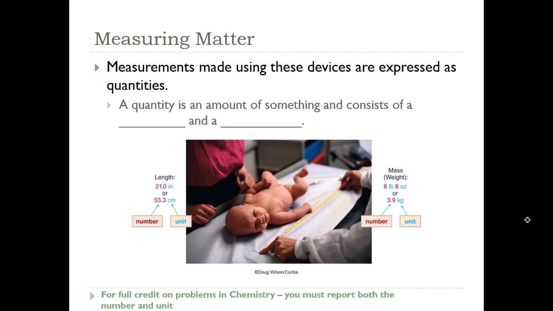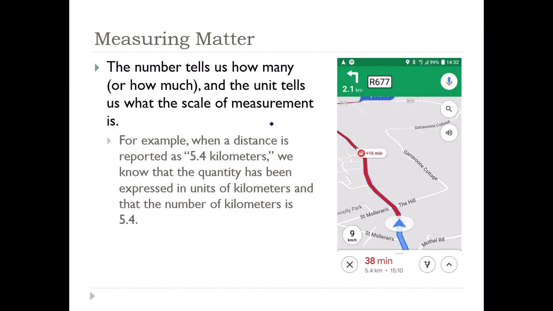Measurements made using these devices are expressed as quantities. A quantity is an amount of something and consists of a number and a unit. The number part of it is meaningless without a unit, so you always want to include units. In order to receive full credit, you must report both a number and a unit.